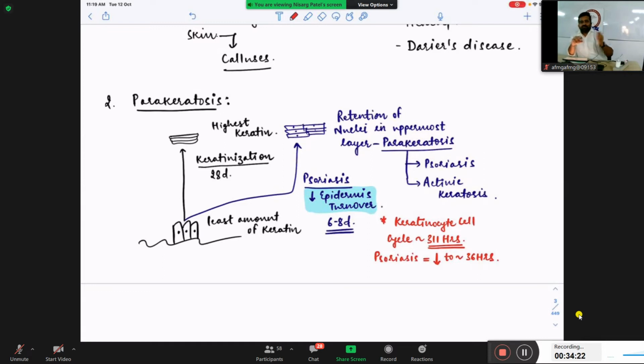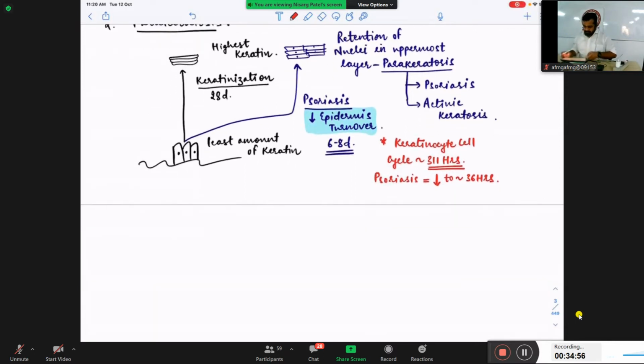That is 4 weeks. What happens in psoriasis? In psoriasis, the basal layer divides much too fast because of an autoimmune reaction, and because of this the patient has too much skin coming up. That skin is problematic. So this is the epidermis turnover. The second thing happening is that the least amount of keratin is present in the basal layer, but when I reach the uppermost layer, the cells become dehydrated and the highest amount of keratin is present in the uppermost layer.